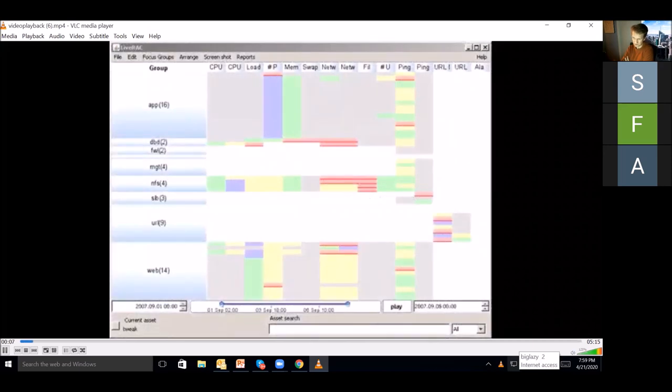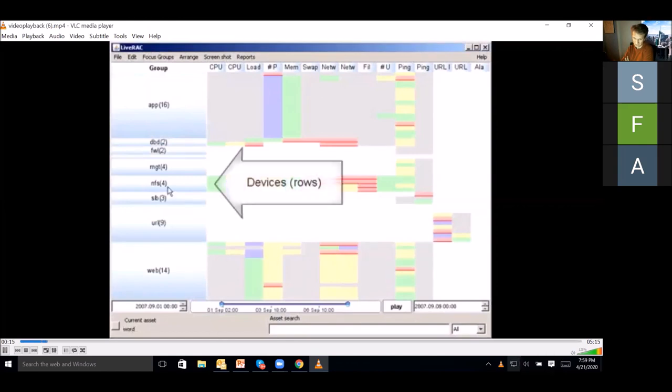We show LiveRAC, a visualization system for viewing large quantities of time series data in the domain of system management. Monitored devices are represented by rows. This label shows aggregate information about a group, NFS, with four devices. Columns show one or many parameters collected from the devices.